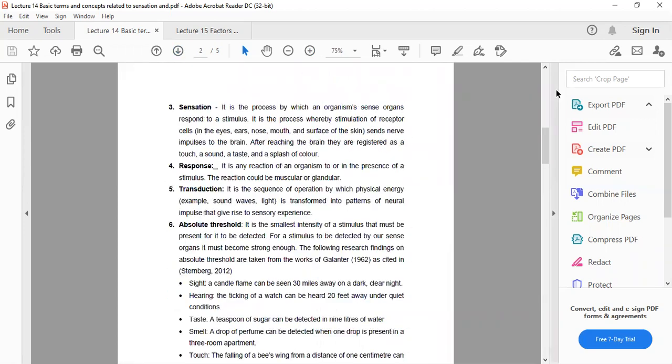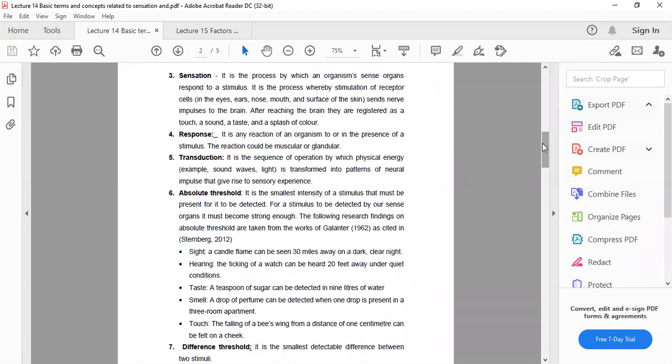Now looking at the definition of sensation itself, it is the process by which an organism's sense organs respond to a stimulus. It is the process whereby stimulation of receptor cells in the eyes, ears, nose, mouth, and surface of the skin sends nerve impulses to the brain. After reaching the brain, they are registered as touch, sound, taste, a splash of colors. So sensation is the first process before we go to perception.